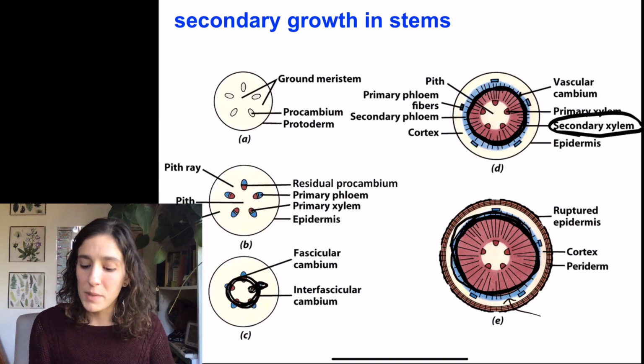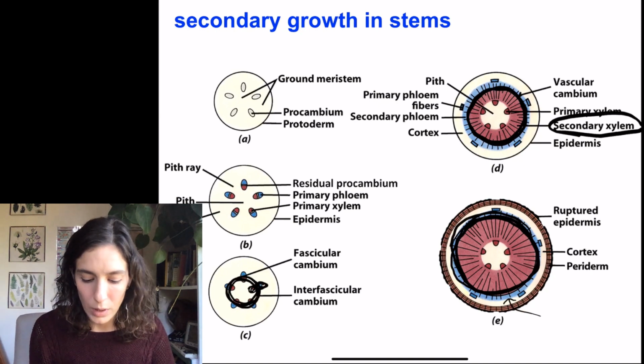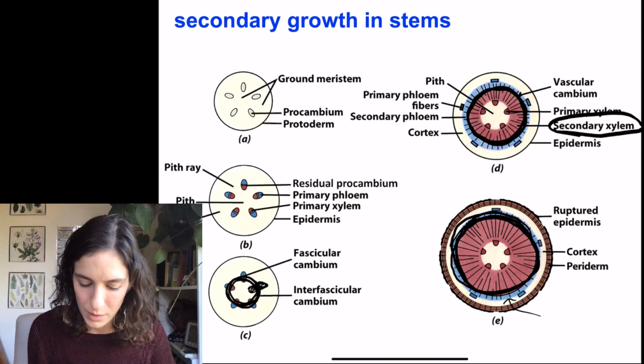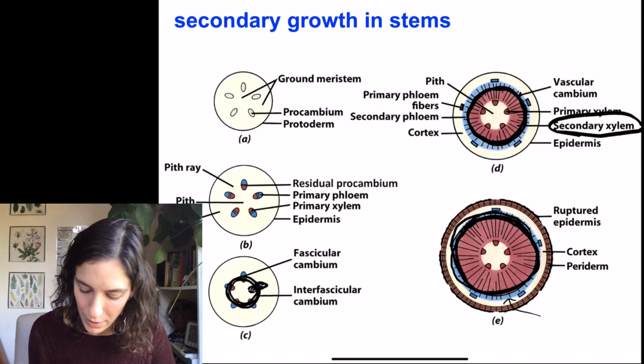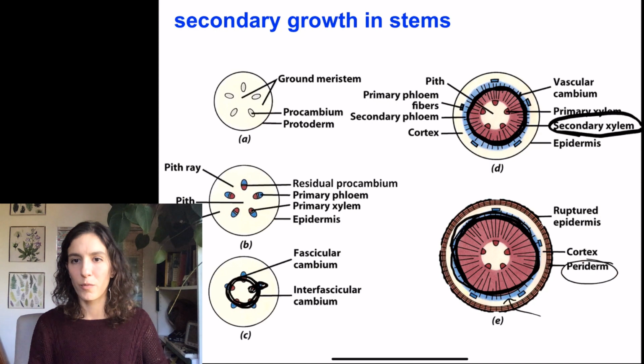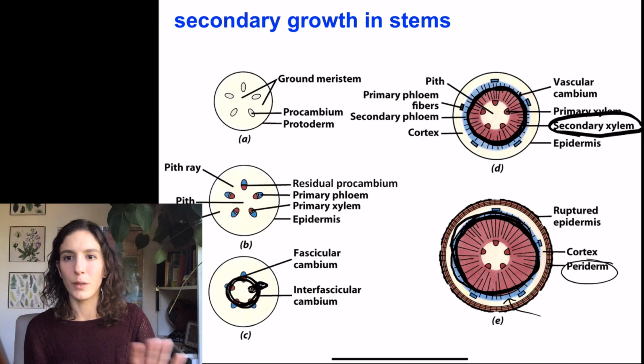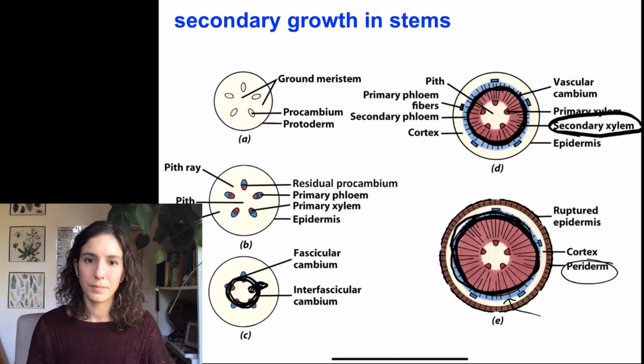Now, a lot of gymnosperms also have the whole periderm thing going on too, which was formed from cortex cells. Remember, the periderm is the layers of cork cambium and its derivatives, its products. So the cork and the phelloderm form the periderm, which is outer bark.